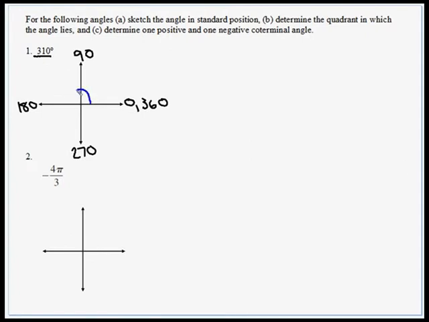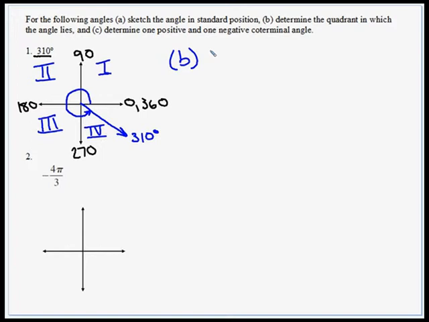So to sketch this angle, we're going to bring it around here down to the fourth quadrant and draw our angle right about there, 310 degrees. So that's part A, sketch it in standard position. Part B, determine the quadrant, and I already said down here we're in quadrant 4. Remember, upper right is 1, and we go counterclockwise: 1, 2, 3, and 4. So we're in quadrant 4.